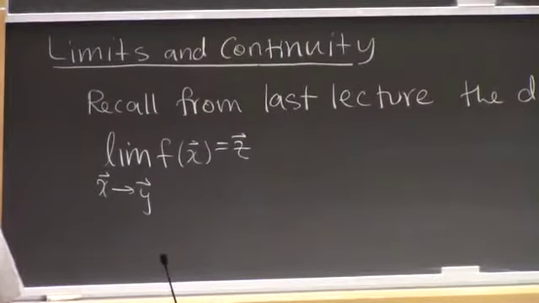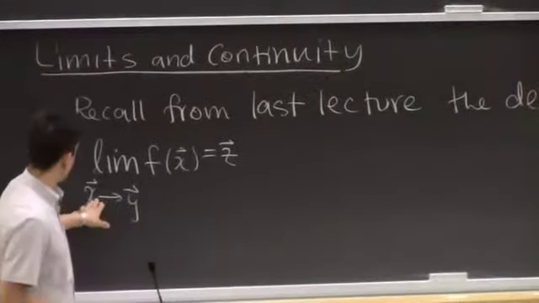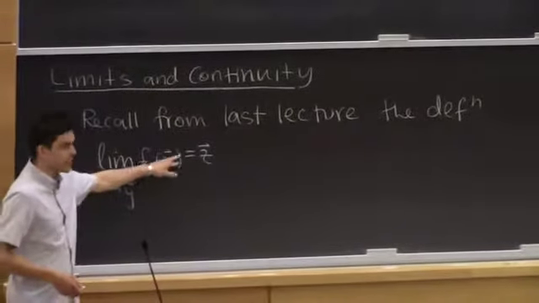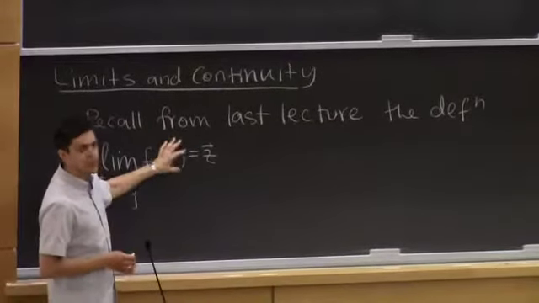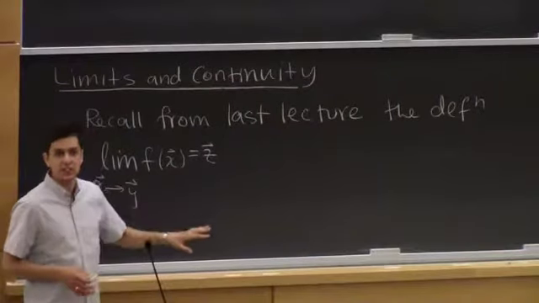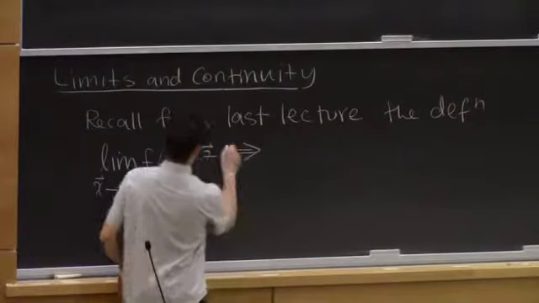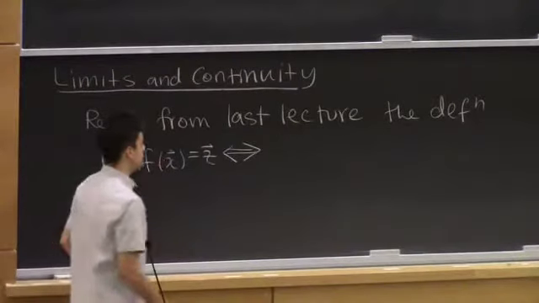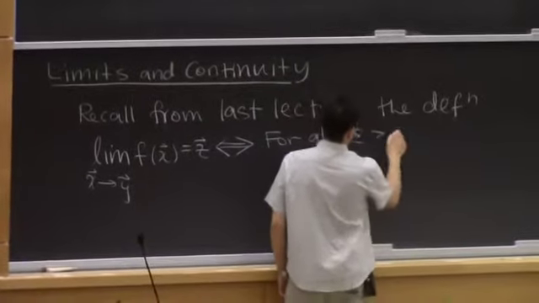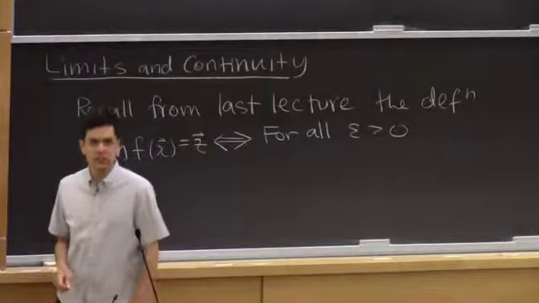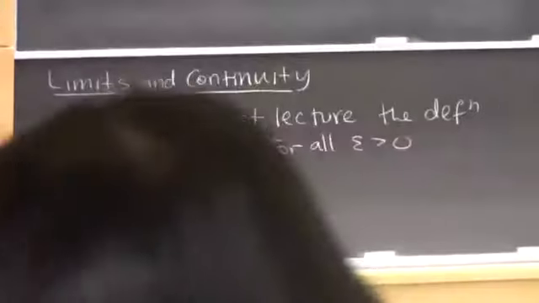Okay, so we defined in complete generality what we meant by the limit as x goes to y of f of x is z. Try and write down the definition of this limit using epsilons and deltas. Try and complete this sentence: this limit is equal to z if, for all epsilon greater than 0, what happens? Take a moment and complete that sentence.